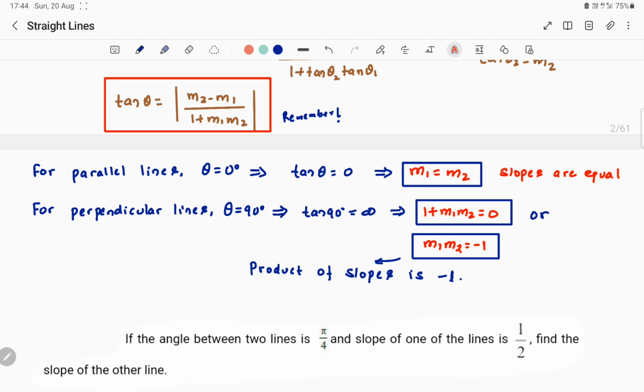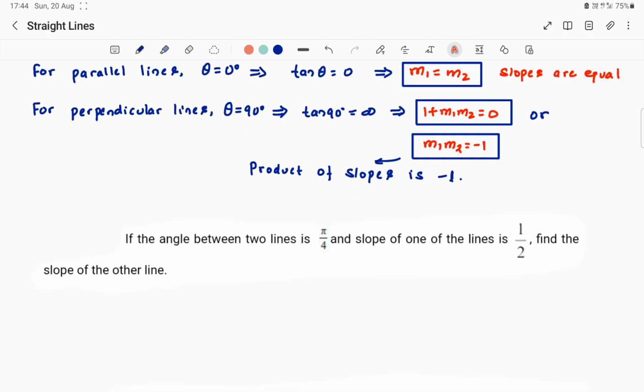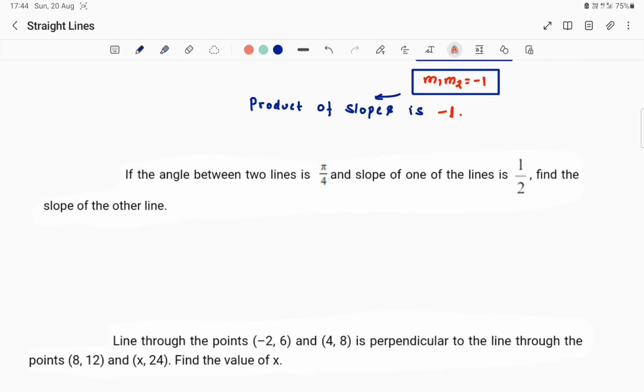What if two lines are perpendicular? The angle between them will be 90 and we know that tan 90 is undefined. So on the right side, to make it undefined, the denominator has to be 0. From there we can show that 1 plus m1 m2 is equal to 0, or m1 m2 is equal to minus 1. So the quick conclusion is that if two lines are parallel, slopes have to be equal, and if two lines are perpendicular, the product of the slopes is equal to minus 1. Remember this also, because we'll be using it very frequently, even in calculus.